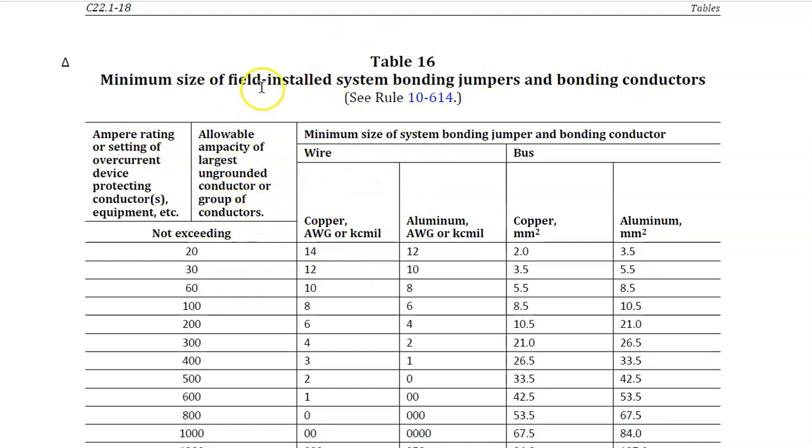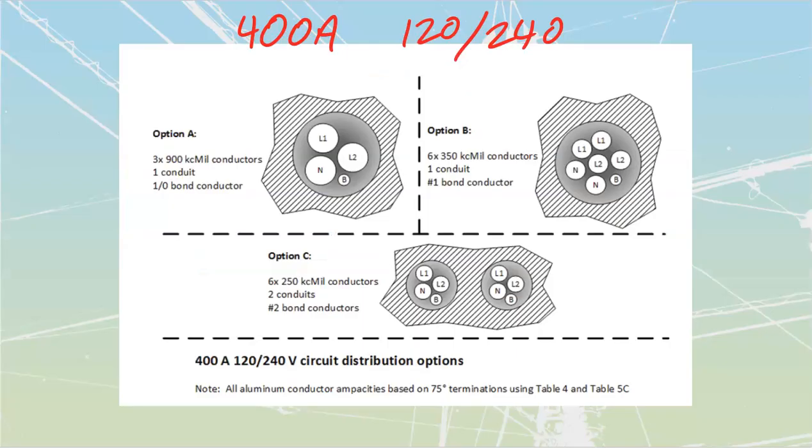Now, 425, does it exceed 400? Absolutely. That's the rating of my cable, it is 425, and this says not exceeding. So therefore, I would have to move up to 500, because 425 is not exceeding 500. So I'm going to go to the 500, then go across that chart, and I see that for an aluminum wire that's going to be able to bond that, I would need a 1/0. We see that inside of here, where we have that 1/0 bond conductor.